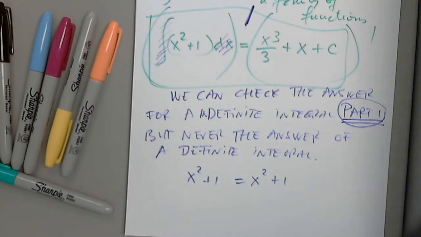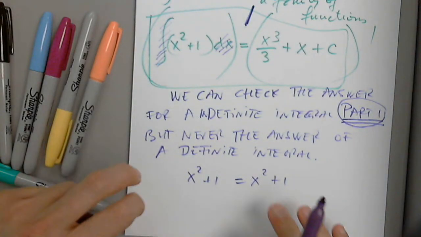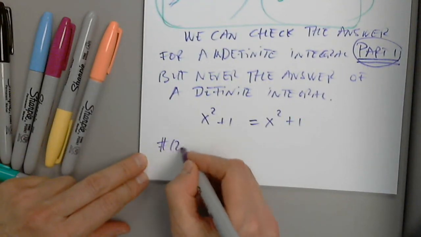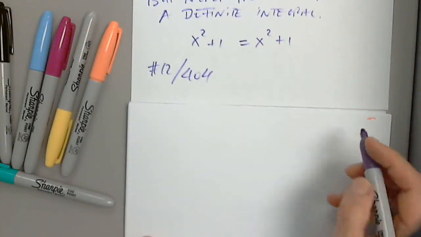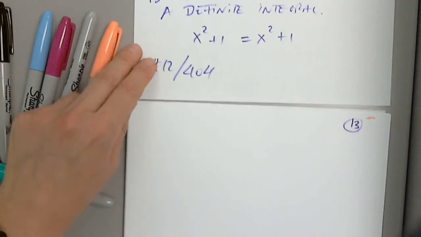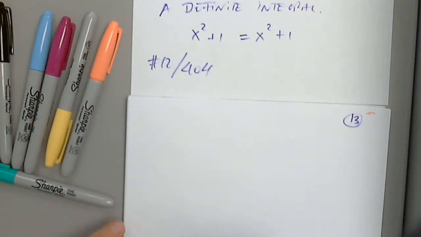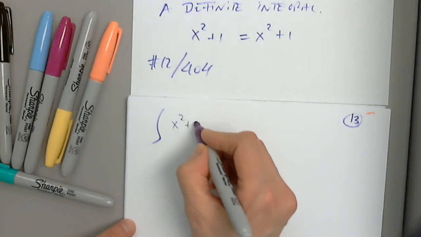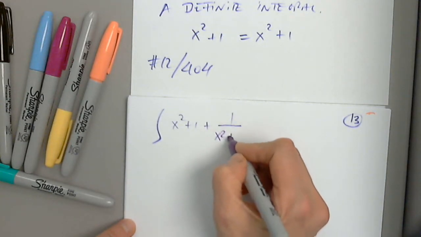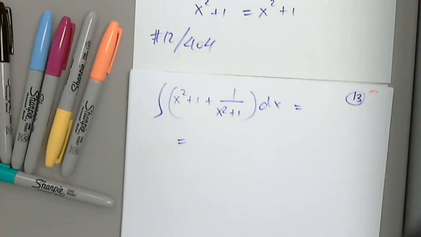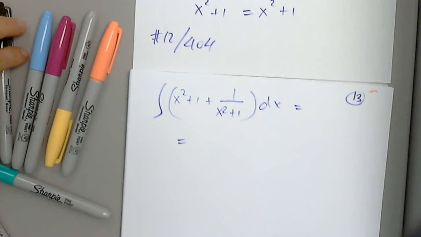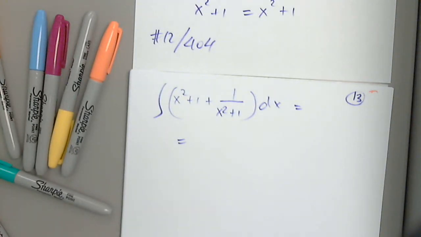Okay, on page 404, let's look at number 12. So we have an indefinite integral, which means no limits of integration, which means the answer is a function. The integral of x squared plus 1 over x squared plus 1 dx. This we can check by differentiating both sides.